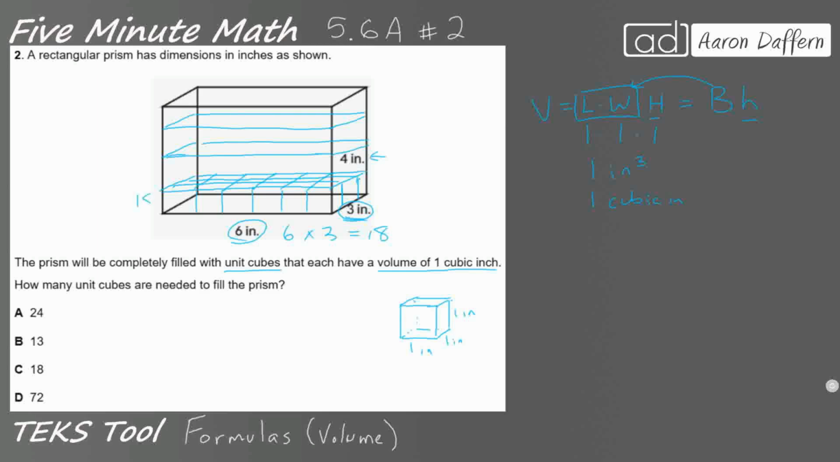And how much does each layer have? Well, 18, 18, 18, and 18. Each layer's got the same amount. So I'm going to end up doing 18 times 4, and that's going to be 72, because what I ended up doing was 6 times 3 times 4, length times width times height, and it's going to be 72 cubes.